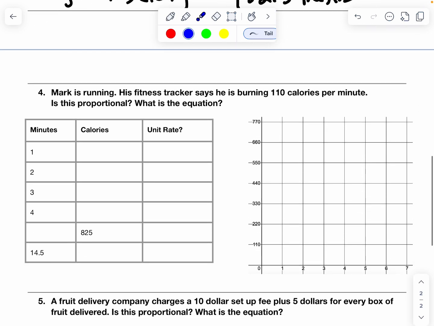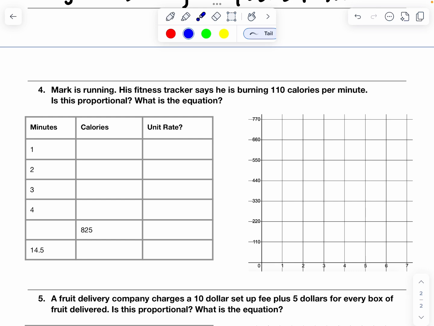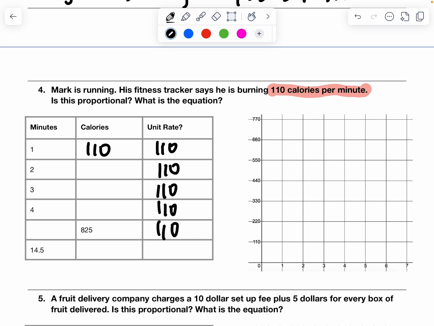We're going to talk about 2 examples here. So Mark is running and his fitness tracker is telling him he's burning on average 110 calories per minute. Do you hear that? Whenever I write something like that in a problem, that's automatically the unit rate. So we don't have to calculate it. We're just going to use the unit rate. So the answer is yes, it's proportional.